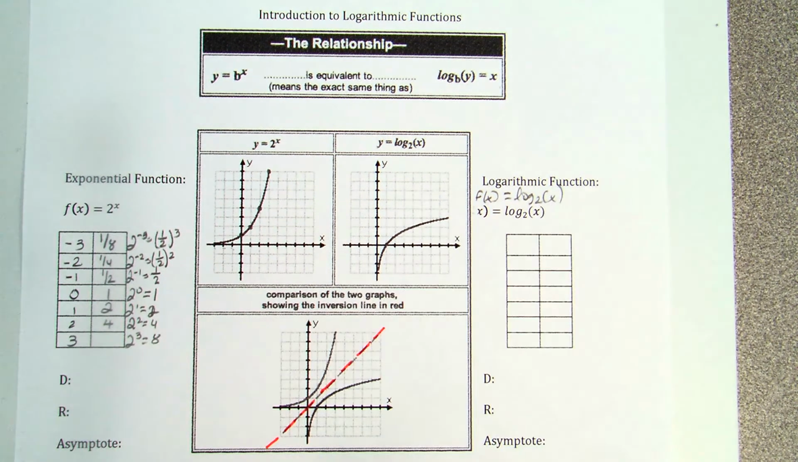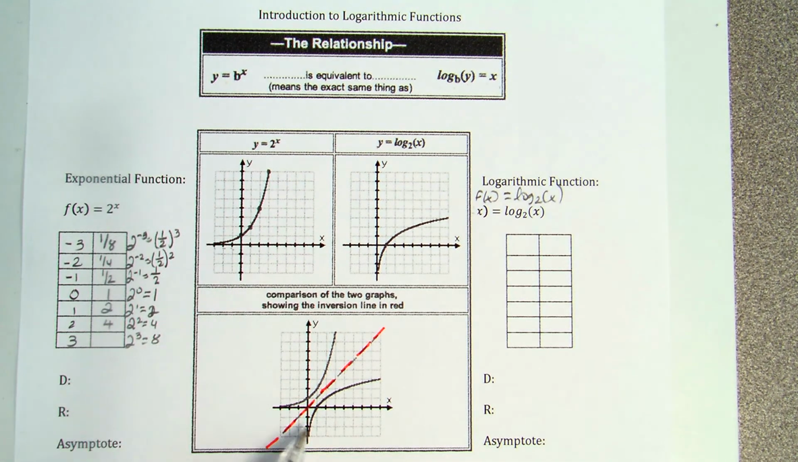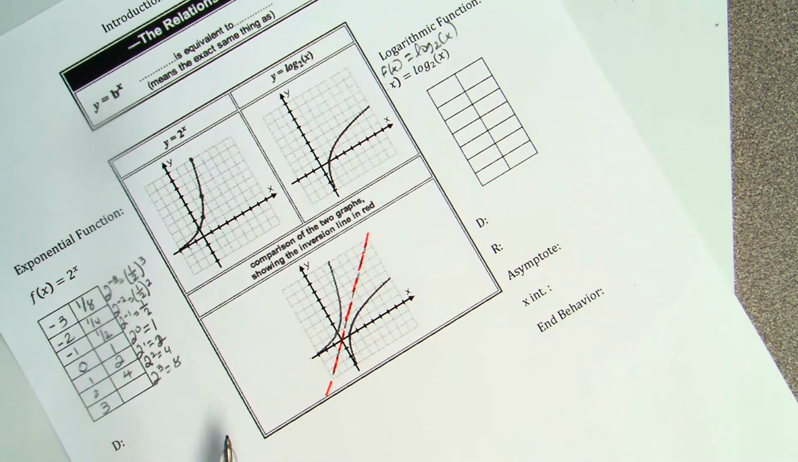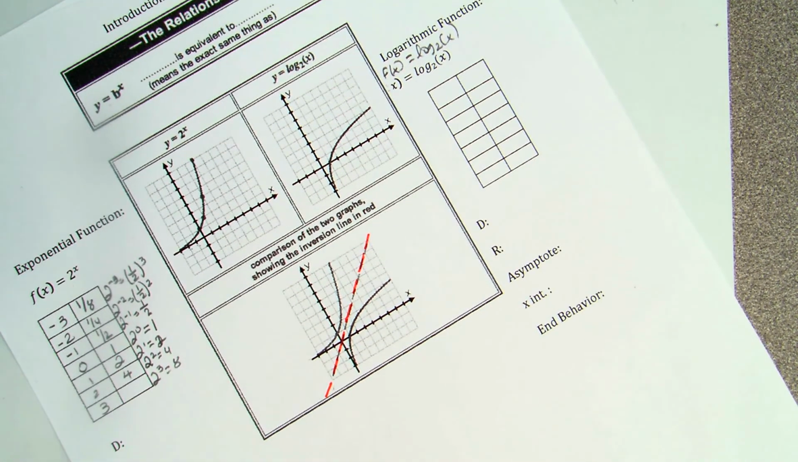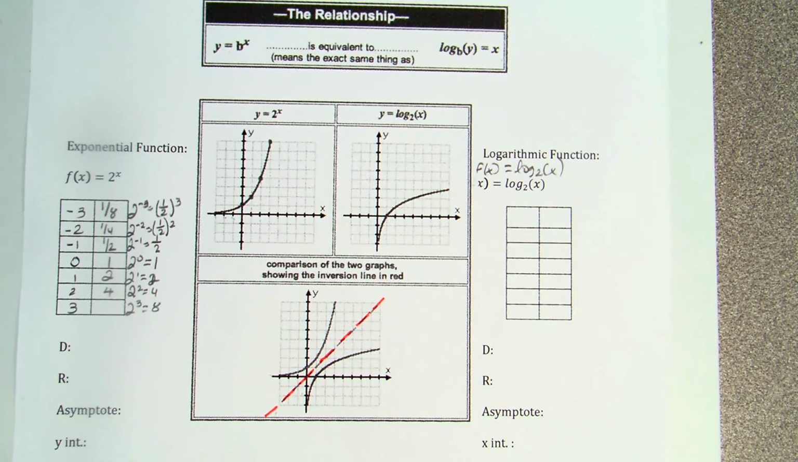Now, if these are inverses of each other, remember they're supposed to reflect, and you see it right here. Here's the exponential function. This is what that logarithmic function is going to look like. And you can tell that they do reflect each other across that line, y equals x. So let's talk through. We know that these ordered pairs should flip-flop.